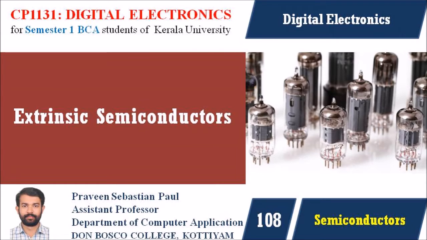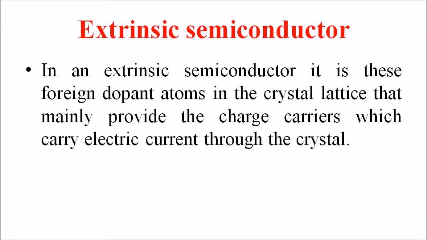In this lecture, we are discussing what is an extrinsic semiconductor. An extrinsic semiconductor is one that has been doped. During the manufacture of the semiconductor crystal, a trace of an element or chemical called a doping agent has been incorporated chemically into the crystal for the purpose of giving it a different electrical property than the pure semiconductor crystal. In an extrinsic semiconductor, it is these foreign dopant atoms in the crystal lattice that mainly provide the charge carriers which carry electric current through the crystal.